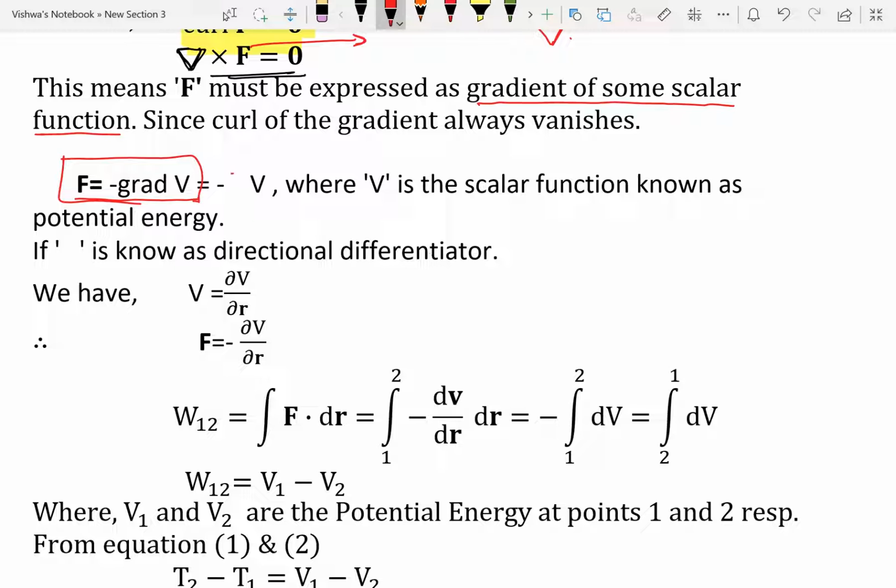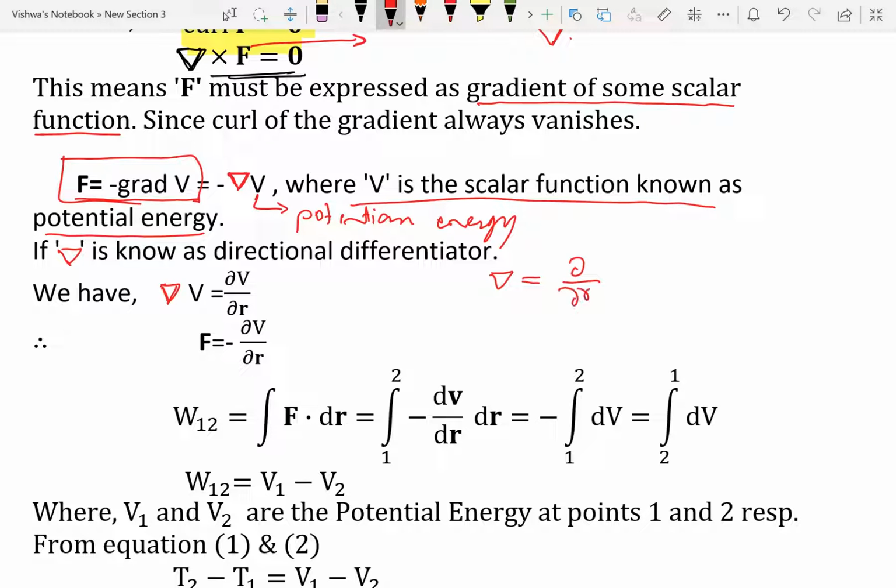So that gradient is represented by the symbol del. Not delta, it is del, where phi is the scalar function known as potential energy. Now this is a potential energy term. So that del is known as directional differentiator. Then del phi can be written as dou v by dou r. That means the del value is dou by dou r, the directional differentiator, dou by dou r.